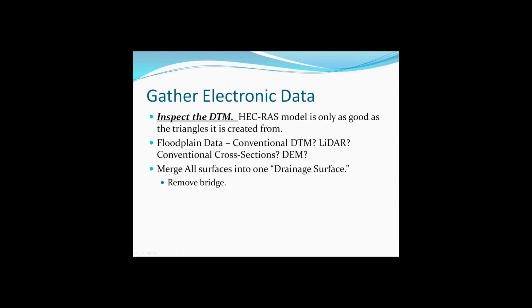The HEC RAS model that we're going to pull in this morning is cross-sections that are draped over a DTM. So our HEC RAS model is only going to be as good as the triangles that it's created from.